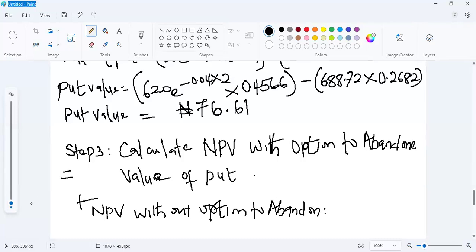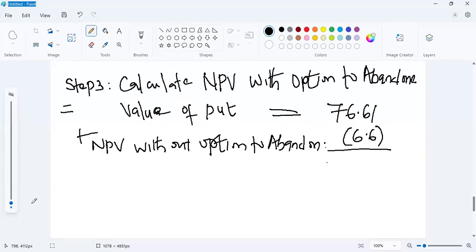Our put value as computed in step 2 above is equal to 76.61. NPV without option to abandon is equal to negative 6.6. Add these two together, what do you have? That will give you 70. Yeah. That is the value of NPV with option to abandon.